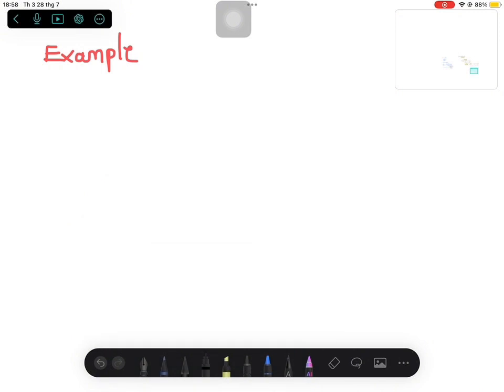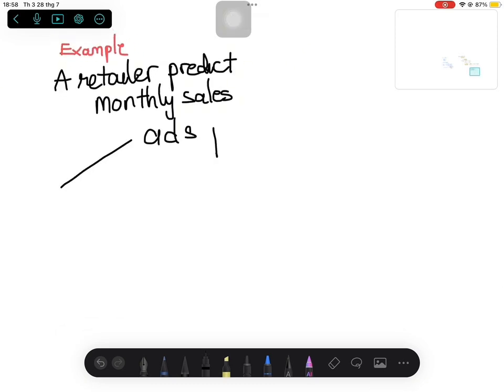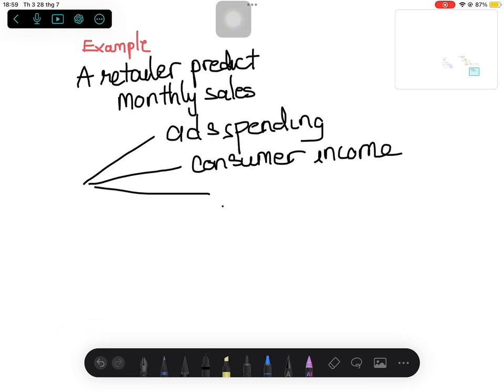For example, a retailer predicts monthly sales using advertising spending, consumer income, and inflation. Regression estimates how much each factor contributes while controlling for the others. So management can identify which variables truly drive sales instead of relying on intuition.